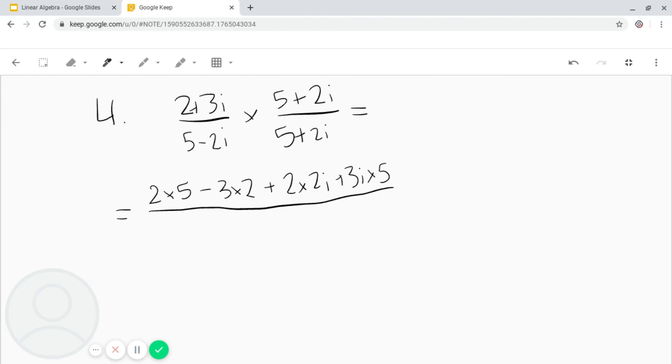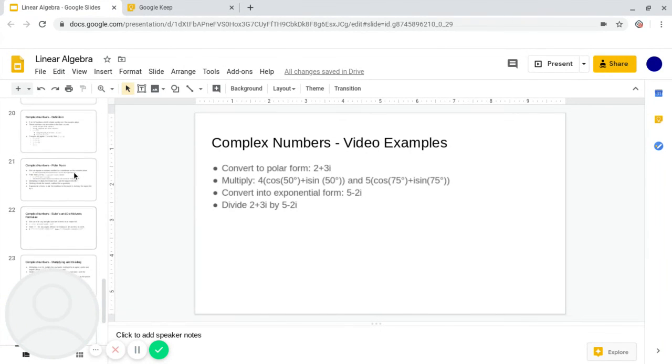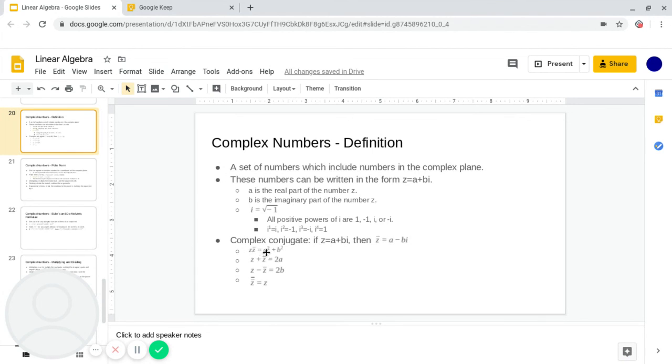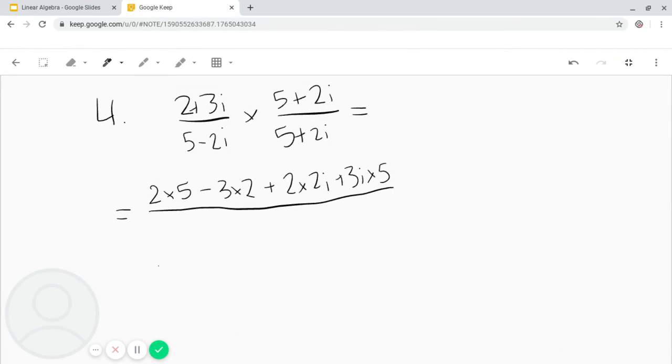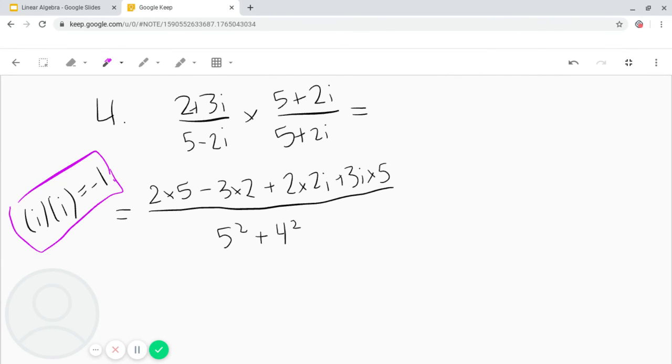So go back here. With the complex conjugates, we'll just have a squared plus b squared. So it's really similar to if you had a difference of squares in a binomial in algebra. So this would just be 5 squared plus 2 squared. Again, just a little note here, i times i equals -1. Let's put that in a box so that we remember it.